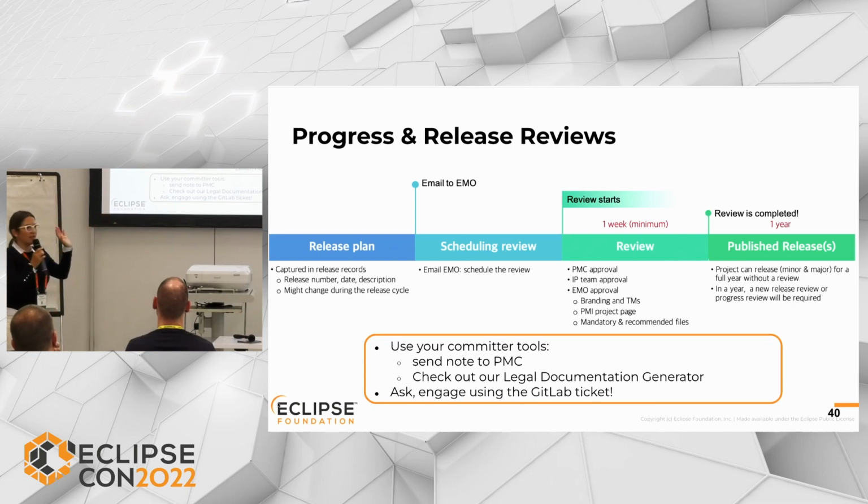This is the diagram we're using in GitLab tickets to track the status of reviews. It's very intuitive, in my opinion, but maybe because I know it. You create your release records, you get in touch with the EMO when your release is coming. We schedule the review, and then we help you get all the requirements in place.